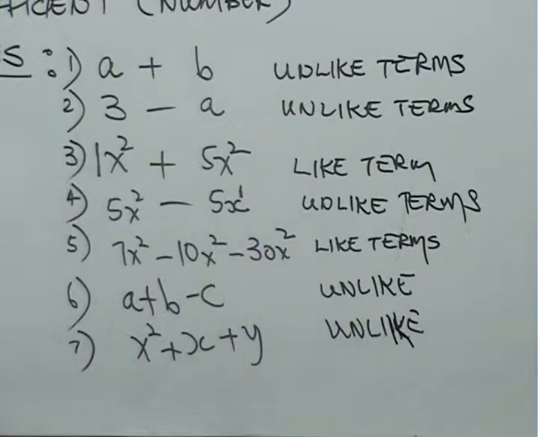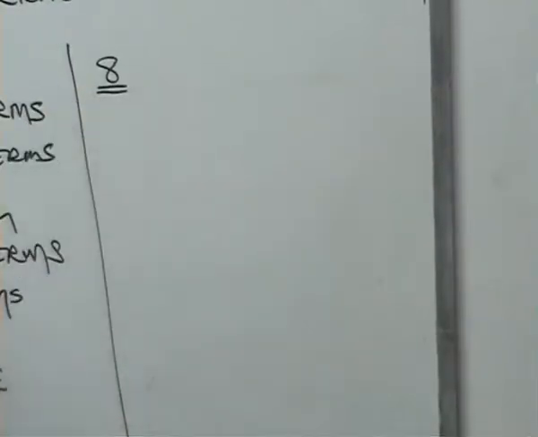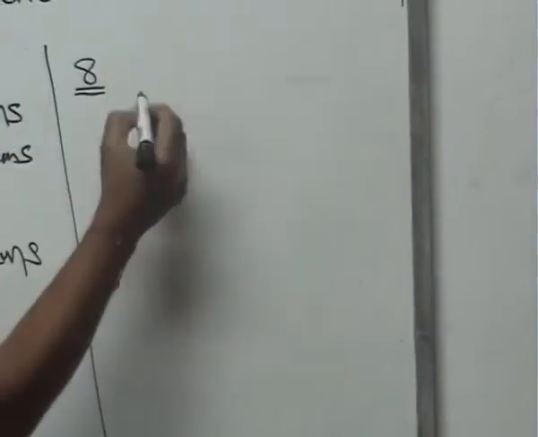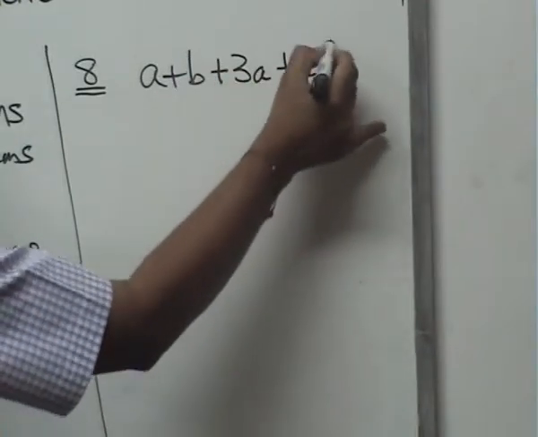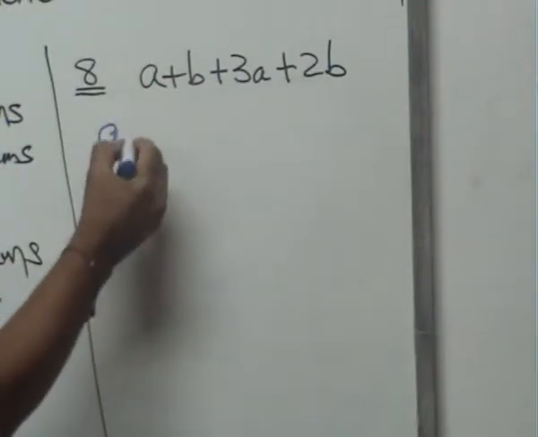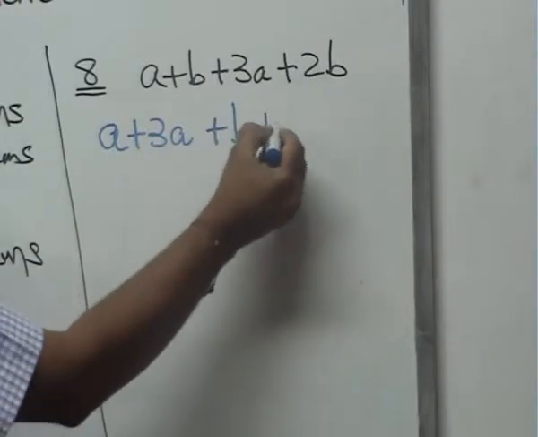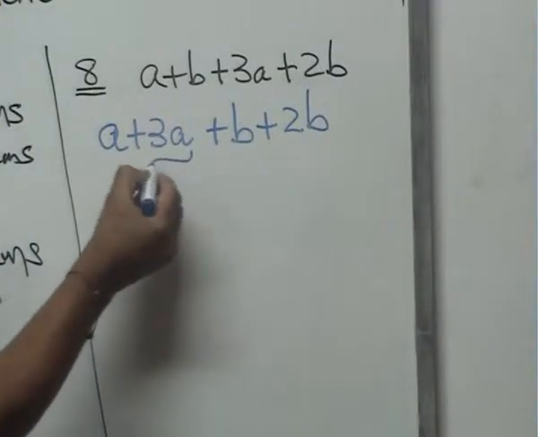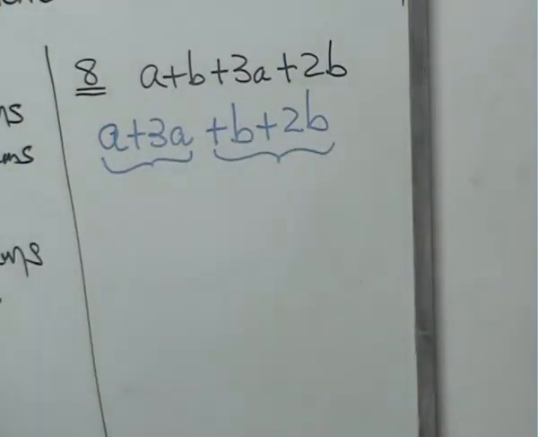All right, I'm going to move over on that side and do a few more examples. The example I'm going to do here, I'm going to show you that there are two groups of like terms in this example. Now, if you watch this example carefully, it's A plus B plus 3A plus 2b. Now when you look at this example, there are two sets of like terms here. A and 3a are like, and then b plus 2b. So there's set one. These two are like each other. And these two are like each other.